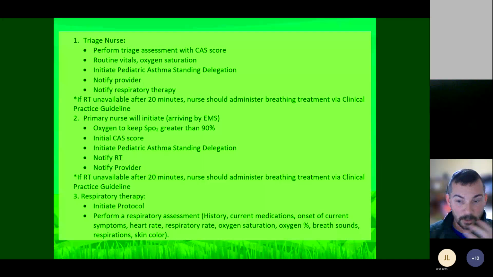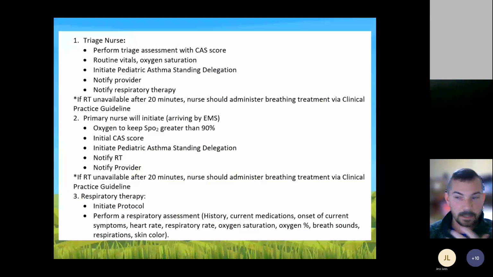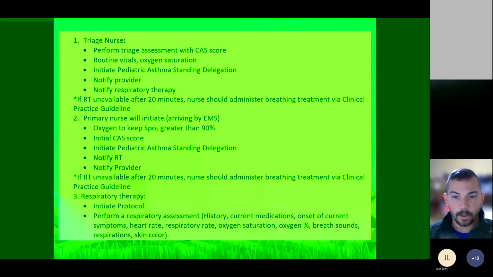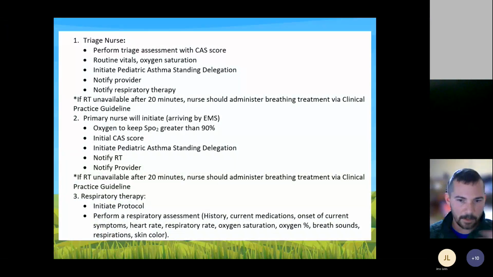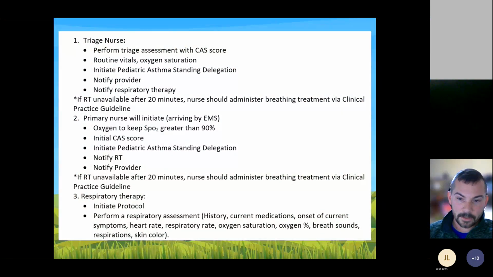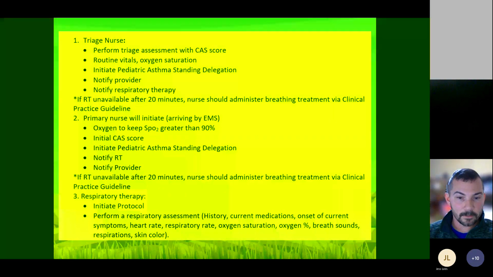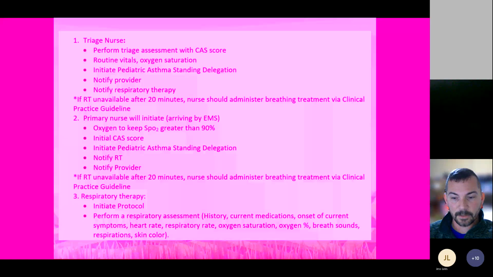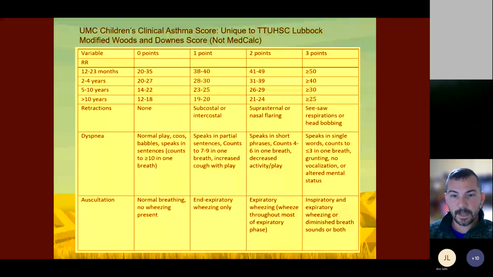If unable, they try to begin a treatment within 20 minutes as RTs, such a large ER. I think our ER is like 60 some beds or so, constantly moving, constantly going, a lot of patients to see. So nurses need to be able to own their patients just as well. But oxygen greater than 90% is important. Getting our initial CAS score, and then they activate the standing delegation. So I'm not going to spend a lot of time on this, but getting a good exam, a good history is very important, and then triaging, deciding where to go.